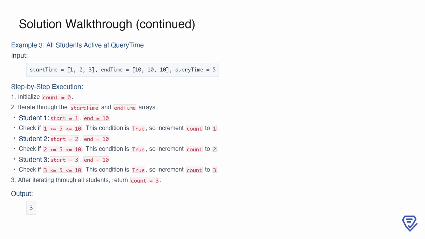In this example, we look at a scenario where all students are active at the given query time. The input specifies 3 students, each with an end time of 10, and we want to know how many are active at query time 5. Again, we initialize count to 0.